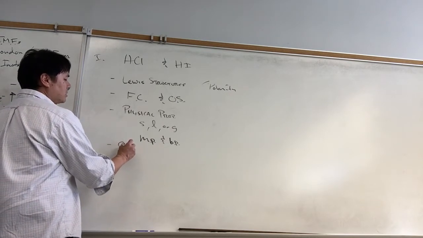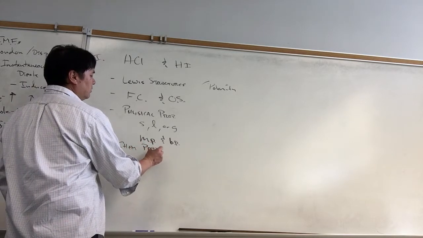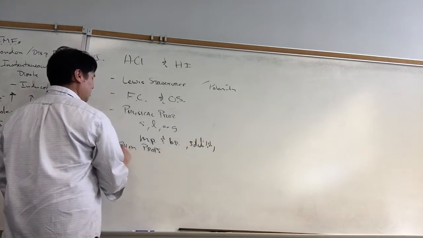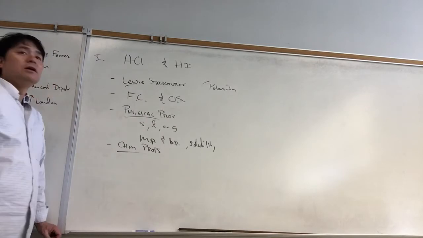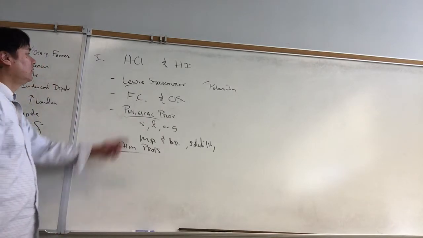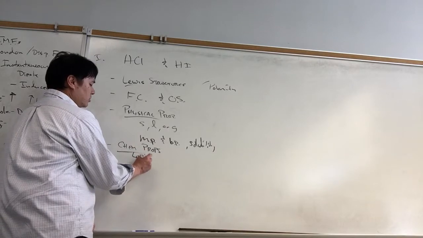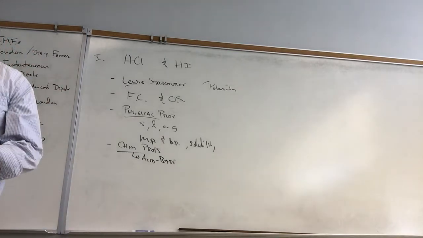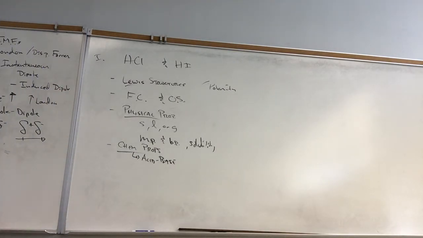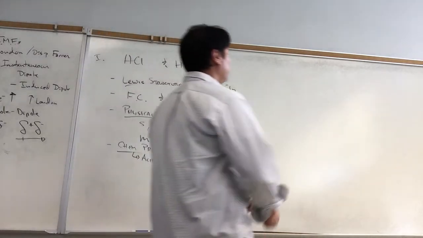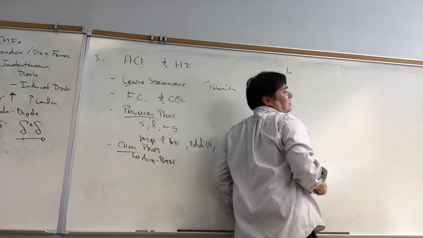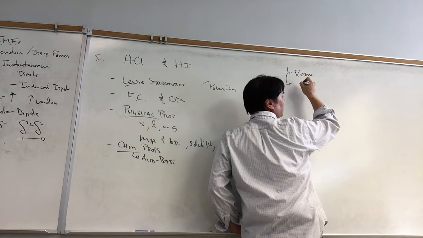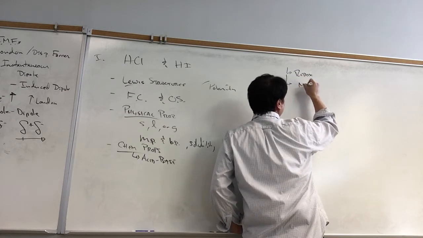Then we look at chemical properties. Physical properties: solid, liquid, gas, solubility, electrolyte properties, whatever. Chemical properties, what types of chemical properties do we look for? Well, these are two acids, so acid-base properties for sure. But are acid-base properties the only chemical properties that we encounter, or are there more? We have acid-base, and what else? Redox, and we have metathesis.